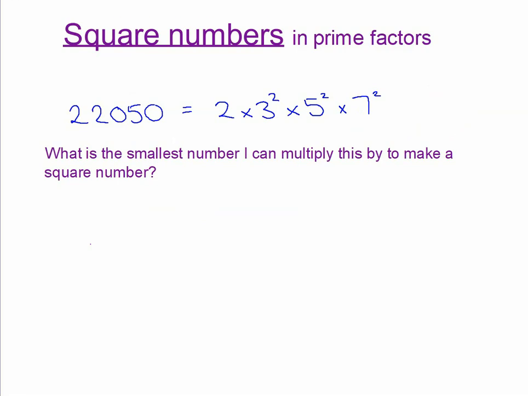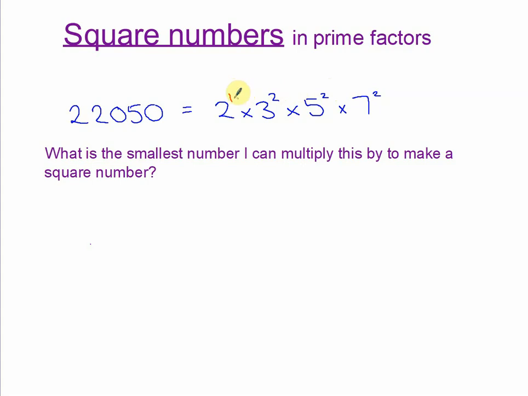22,050 is written like so. Sometimes we actually give you the prime decomposition. What is the smallest number I can multiply 22,050 by to turn it into a square number? You just have to look at the powers here. So that's even, so I don't need to change it. That's even. This one's odd. So I need to change that to a 2 to make it the smallest.